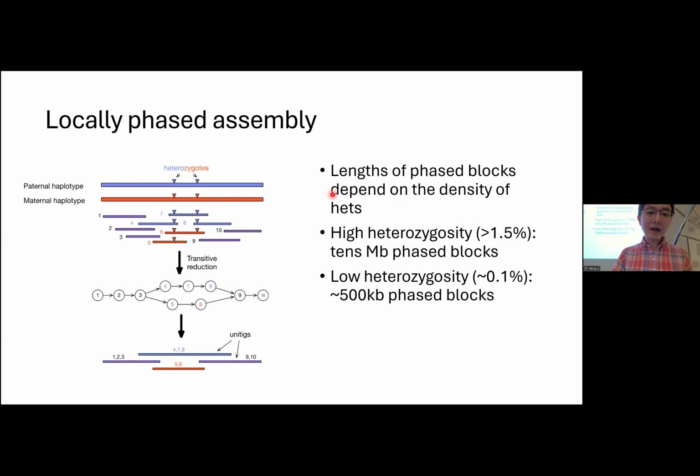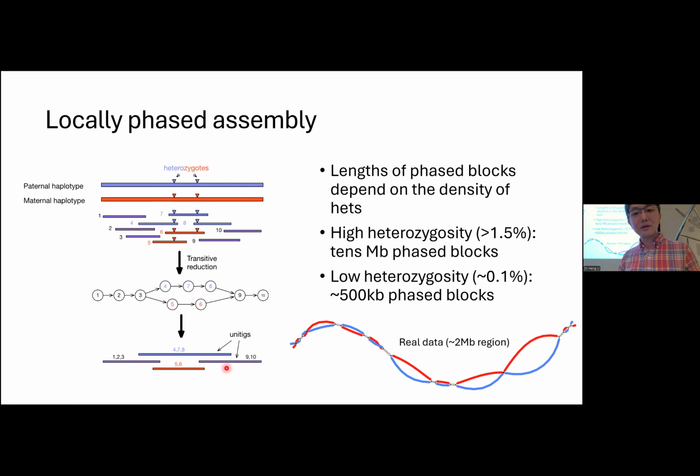And so, putting them together, we have the assembly graph, and this is Unitig. But this is not done yet. Okay, this shows the real data. There are around 2 megabases in the human genome, and so we usually call them bubbles.